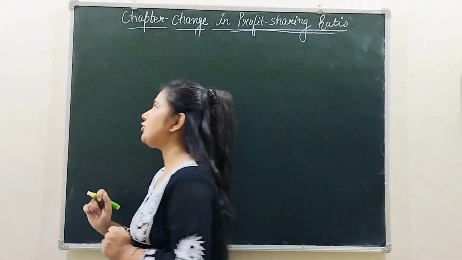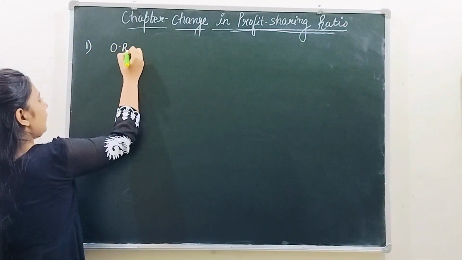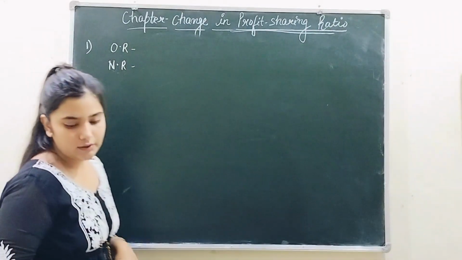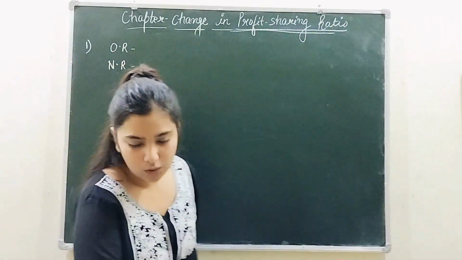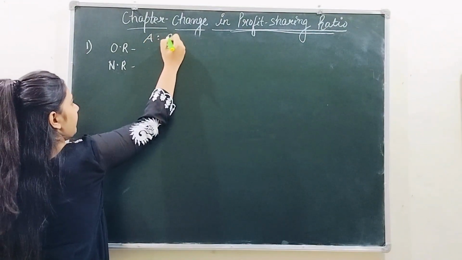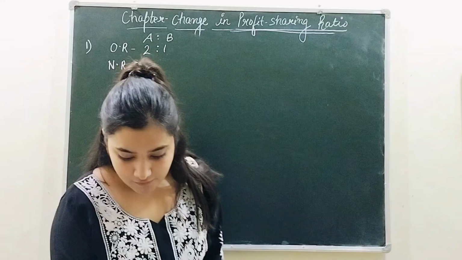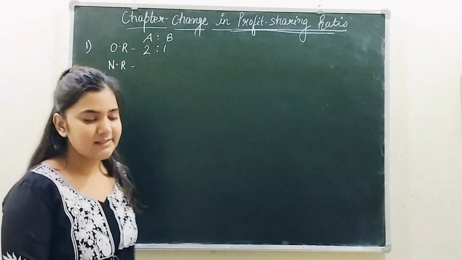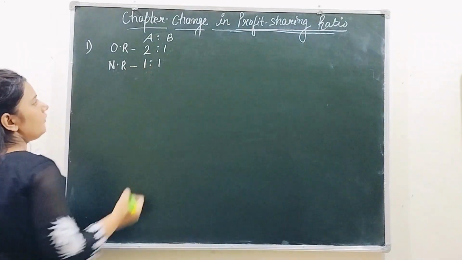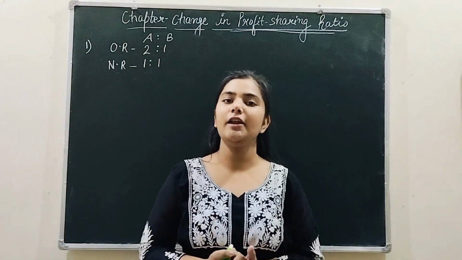So how do you have to solve the question? First of all, you write what your old ratio is and what the new ratio given in the question is. In the question, they have told you that the old ratio for partners A and B was 2:1, and from 1st April 2016 they have decided to share equally. That means this is your new profit sharing ratio. As you can see, your old ratio is greater than your new ratio.